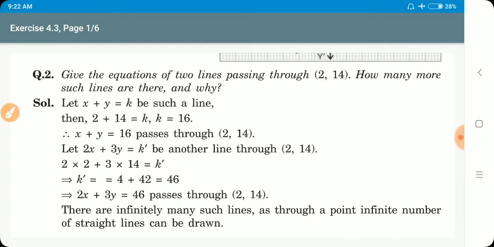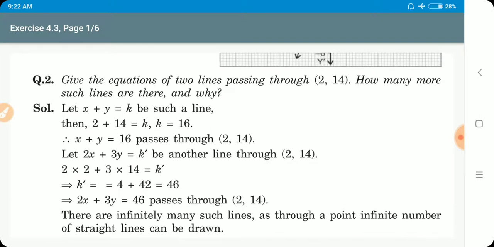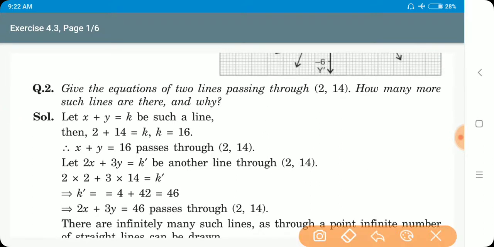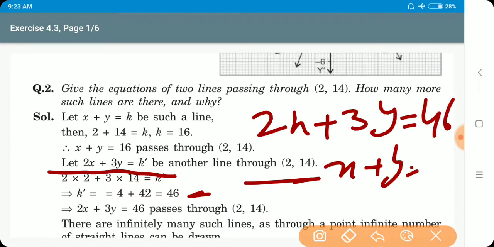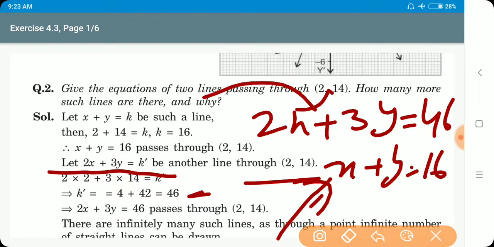Let 2x plus 3y is equal to k dash. Because we have taken k here, so k dash. Any other variable you can take. Another line through 2, 14. So if you multiply, this is 2 times 2 and 3 times 14. So k is equal to 46. So 2x plus 3y is equal to 46 and x plus y is equal to 16. These two lines are passing through this point.